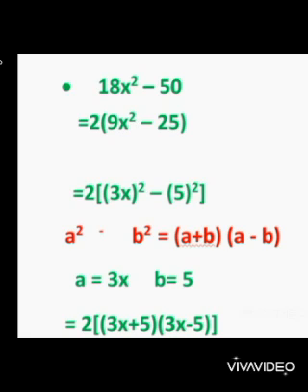And how can you write 9x square? 3x whole square, isn't it? Next, 25 is also a perfect square. So you can write 25 as 5 whole square. Now you got here 2 into 3x whole square minus 5 whole square. So 3x whole square minus 5 whole square is in the form of which identity? Again a square minus b square. So what is the identity there? A plus b into a minus b.